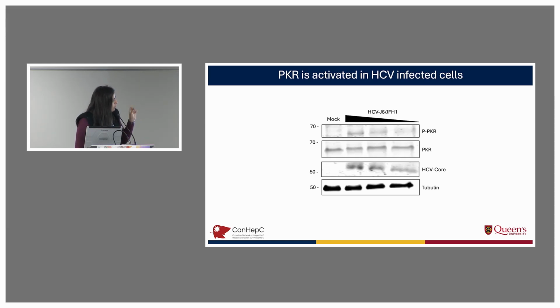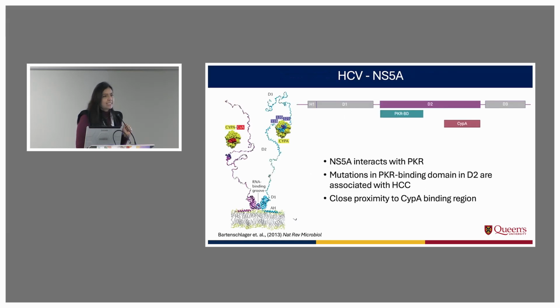We took our cells and infected them with HCV. As you can see in the first lane, the mock lane, meaning the cells were not infected, we do not have activated levels of PKR, compared to the other 3 lanes, in which we do have activation of PKR due to the presence of infection. Among all the proteins in the HCV genome, we decided to focus our attention on NS5A, or non-structural protein 5A. Why? Because encoded in domain 2, NS5A can interact with, 1, PKR, and 2, cyclophilin A.